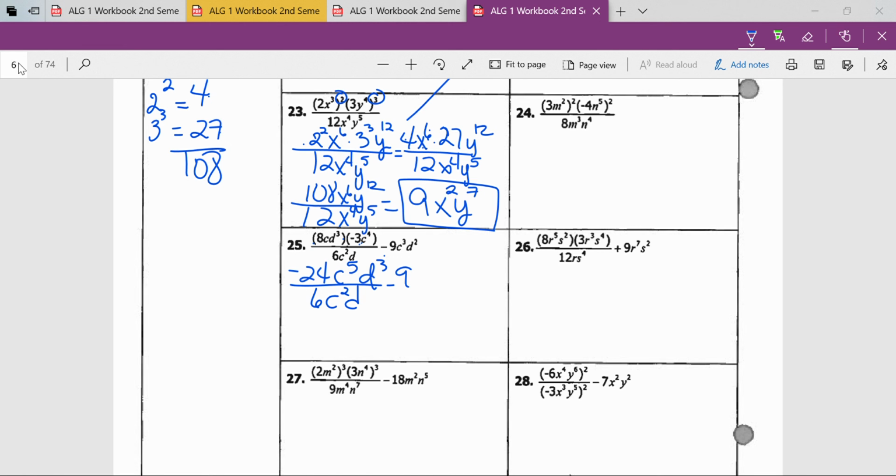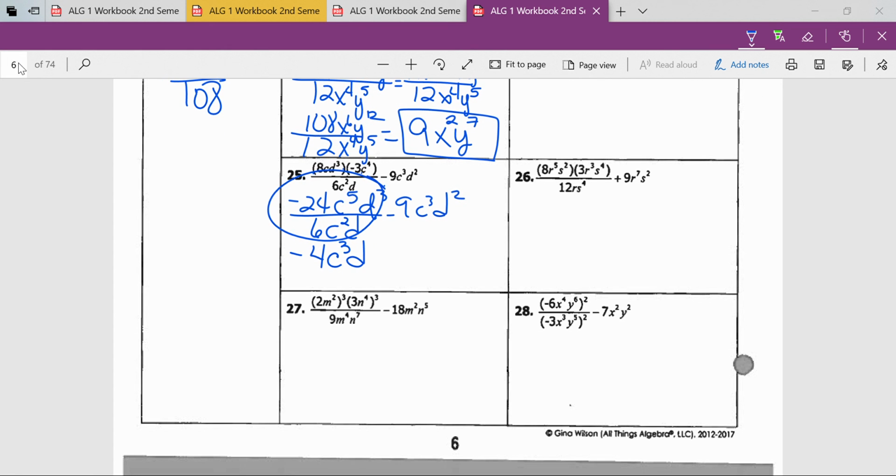Okay. Let's simplify the fraction. Division has to come before subtraction, so we're going to do this part first. Negative 24 divided by 6. Very good. C to the 5 and C to the 2. Right, we subtract, so 5 minus 2 is 3. And then that D doesn't divide with anything, so it stays exactly the same, D to the 3rd power. Are these like terms? If I bring down that minus 9c to the 3rd and d to the 2nd power.